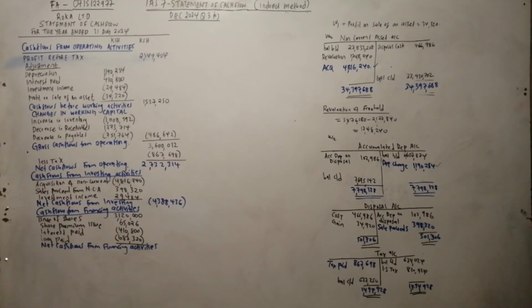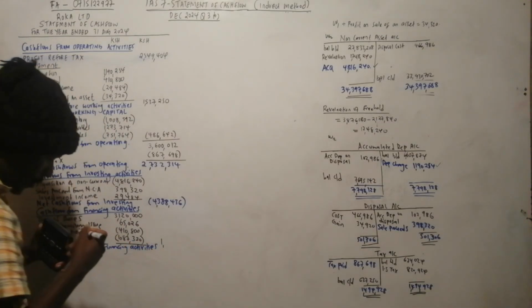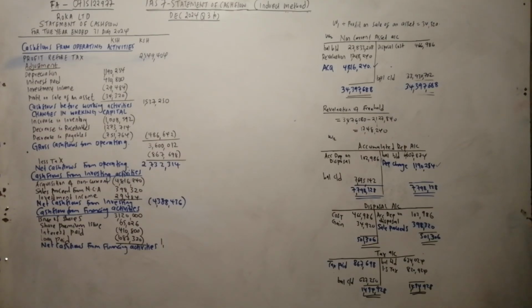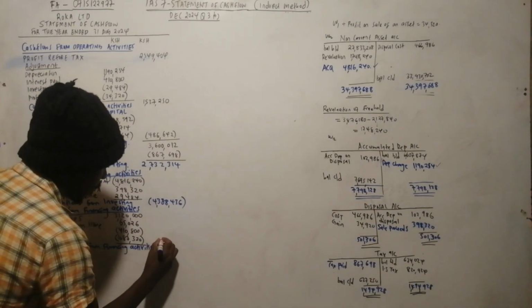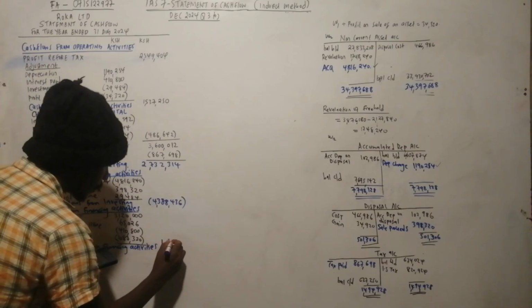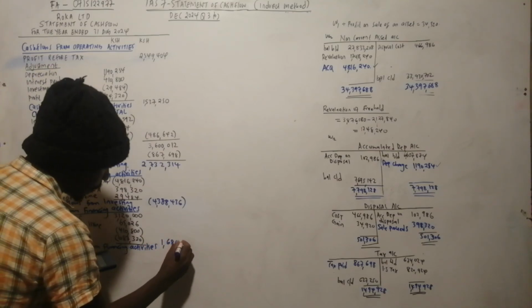So we start with 3,120,000 plus 65,026 minus 410,800 minus 1,087,320. So I get a positive figure of 1 million... Sorry, let me use a different pen. 1,686,906.